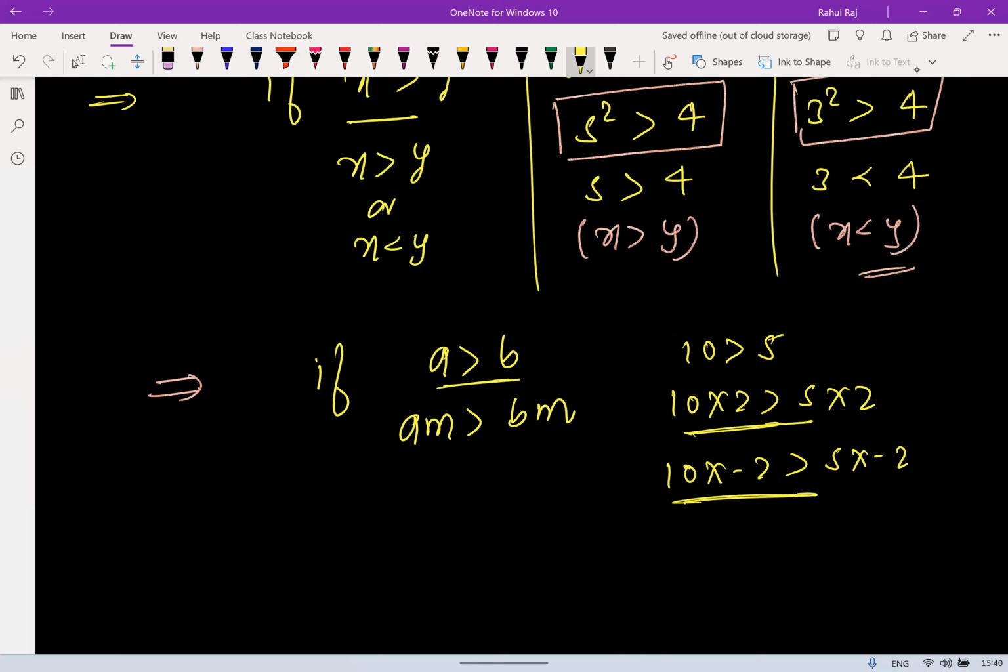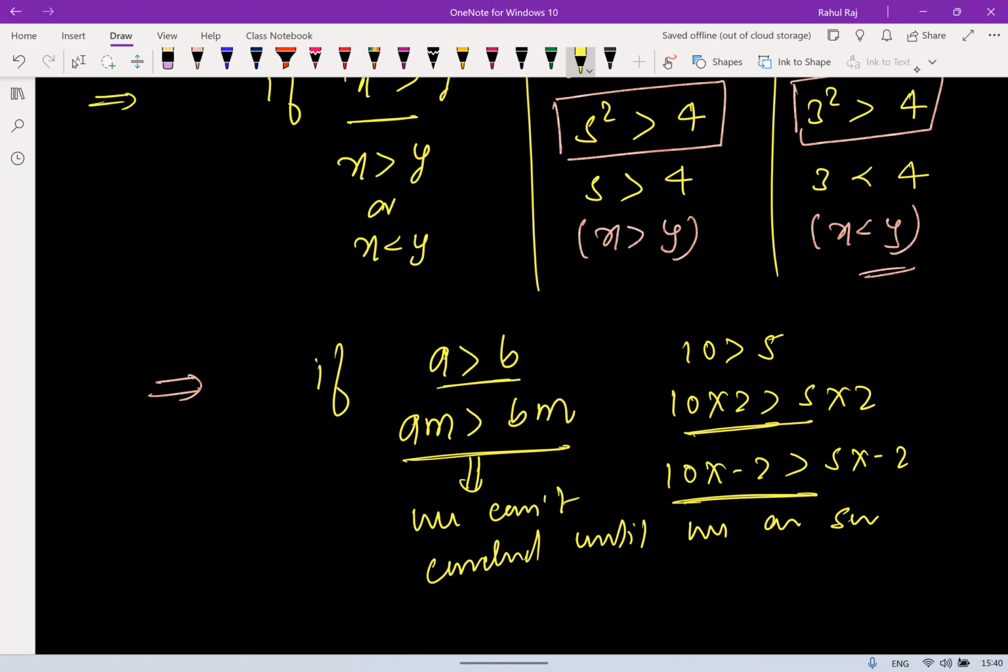So if A is greater than B, AM is greater than BM, we cannot conclude this. We can't conclude until we are sure about the sign of M. Simple, straightforward logic. Any problem, guys?